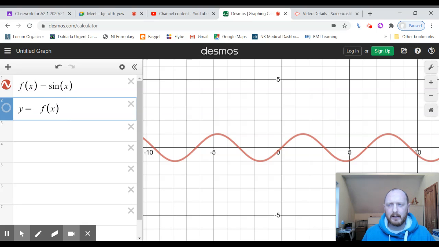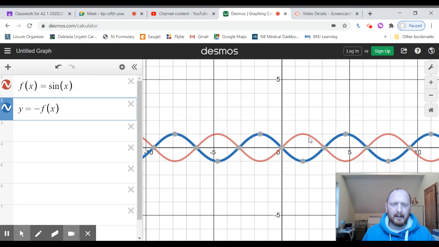And what we're doing is we've got our x, we're applying sine, and then we're changing it into a minus if it's a positive, or changing a minus into a positive. So the effect that that has is that it's a reflection in the x-axis. Now that would be clearer.